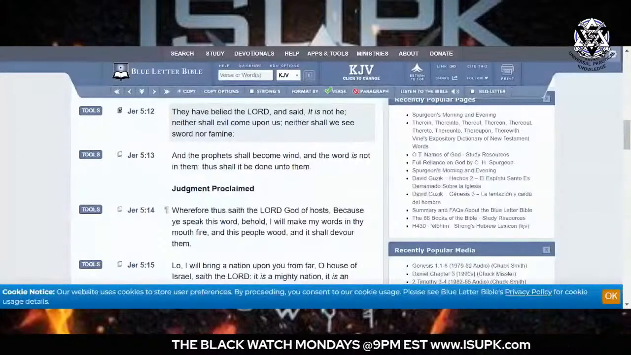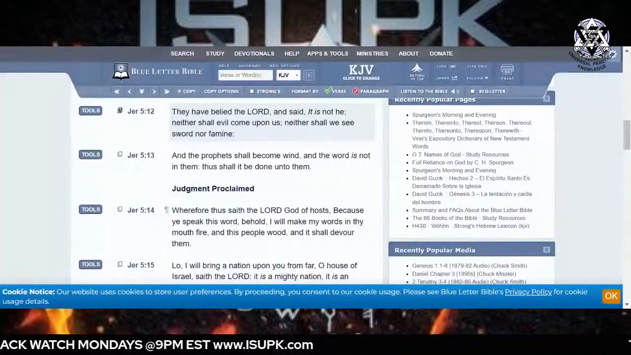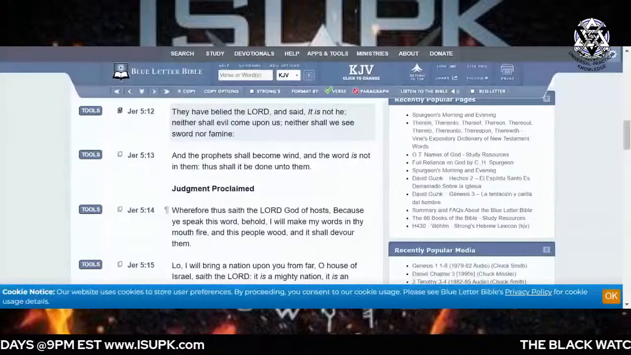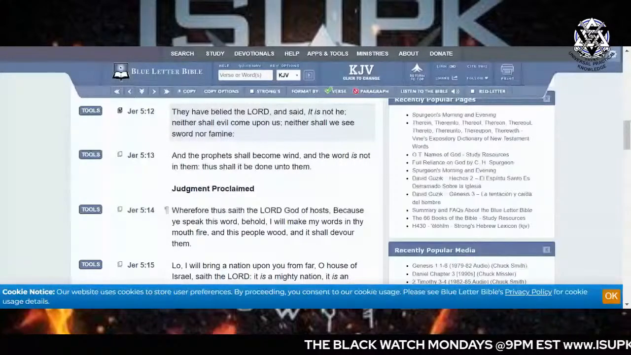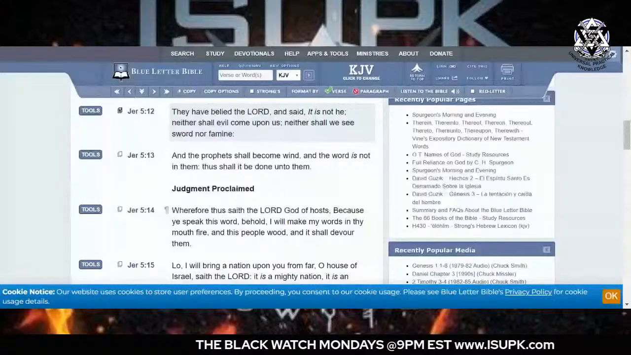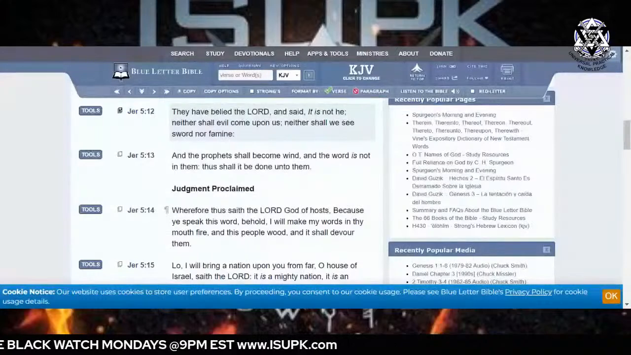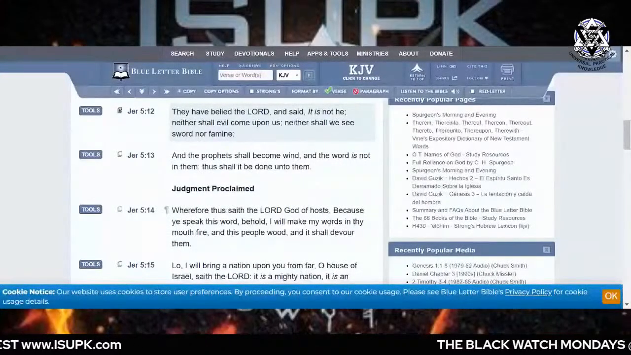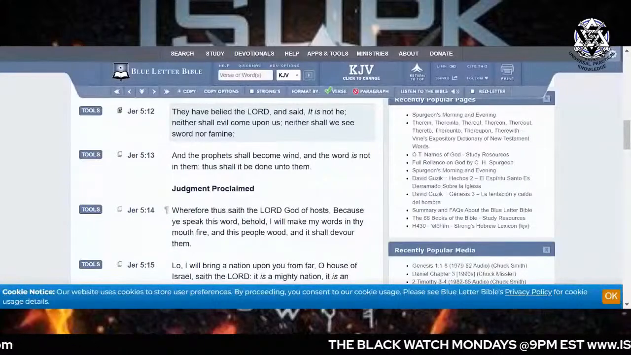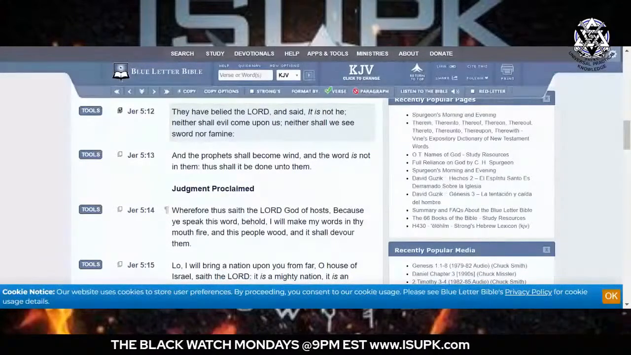Okay, so the word belie just simply means to fail to give a true notion or impression of something, or to try to disguise or contradict what someone is saying, so to speak. It is not he, and that key word is not, all right? Another key word is he. Neither shall evil come upon us, neither shall we see sword nor famine.